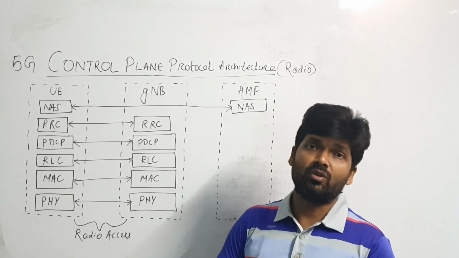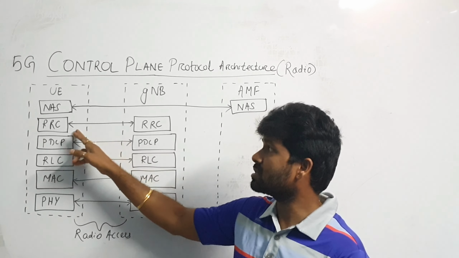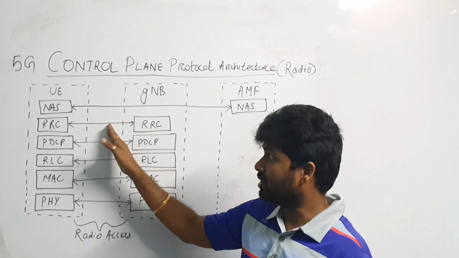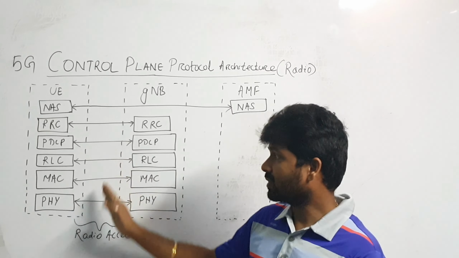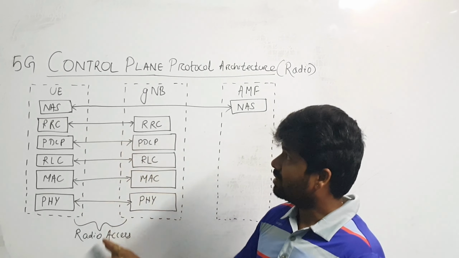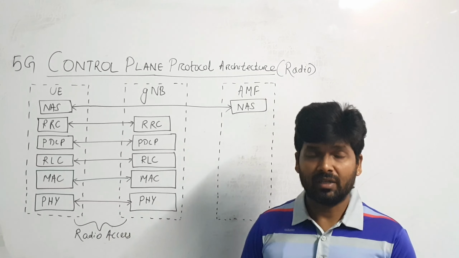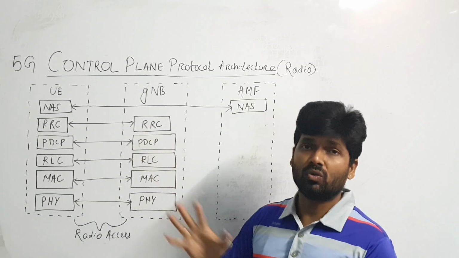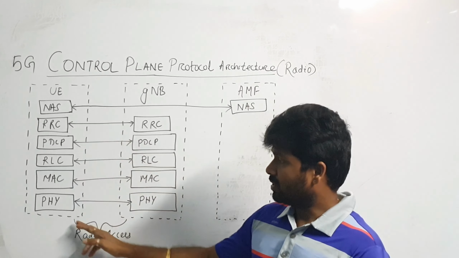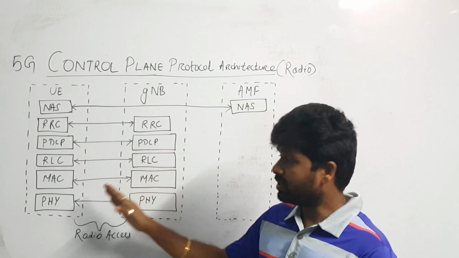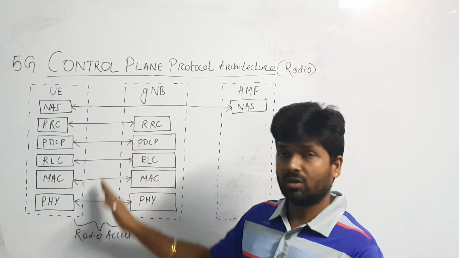Next we have RRC. RRC stands for radio resource control. This protocol is terminated at the gNode B from the UE. We are just discussing the control plane protocol part in radio. In the user plane, we have other protocols that we'll discuss in a different video maybe. So from UE to gNode B, this is our radio interface, or the radio access area, and we are talking about these particular protocols.